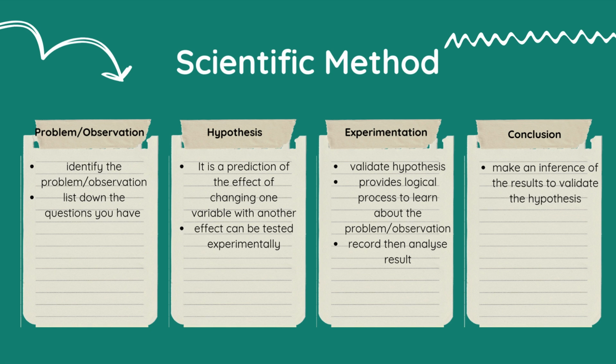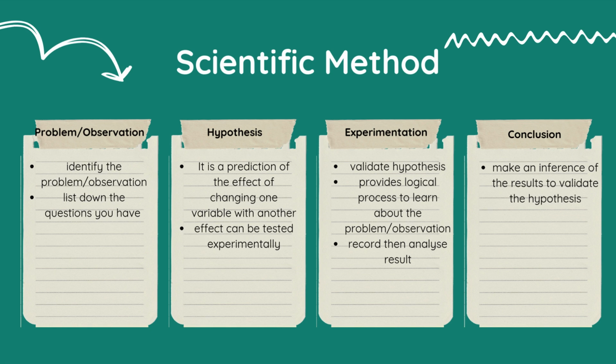Next, experimentation. First, you experiment. Do it at least 3 times and find the average. After that, you look back at your hypothesis. Were you right? Were you wrong? You have to say why, and it can't be a ridiculous answer. You have to actually provide a logical process to learn about the problem observation. Then, you have to record the evidence and then analyze the results.